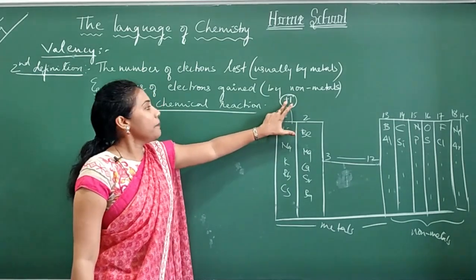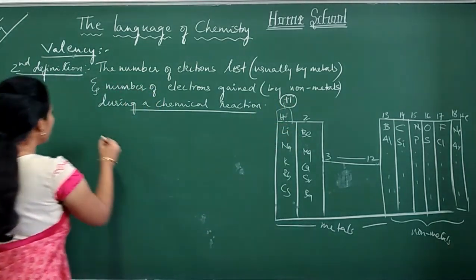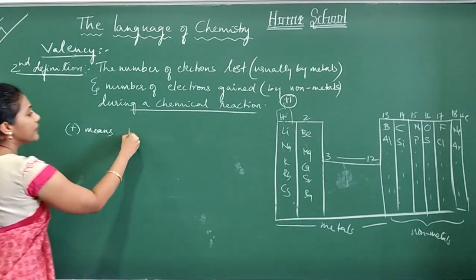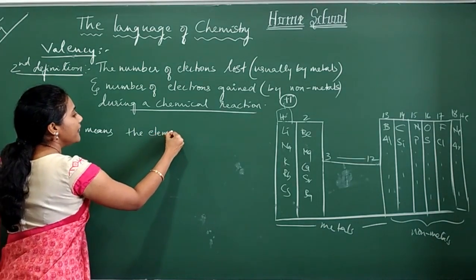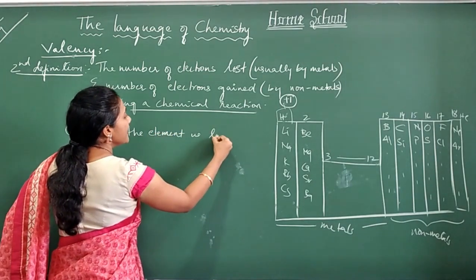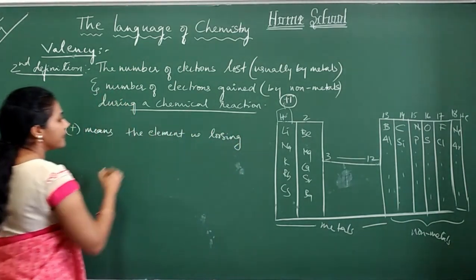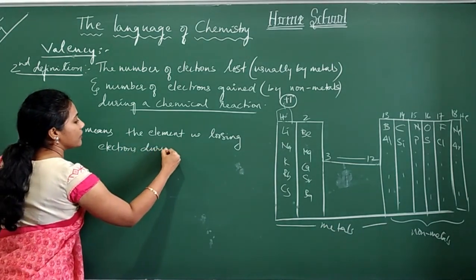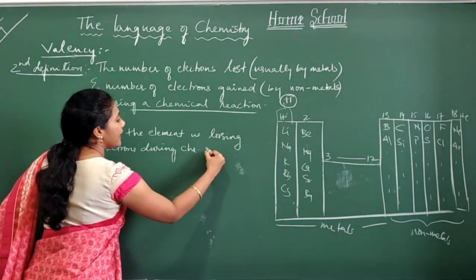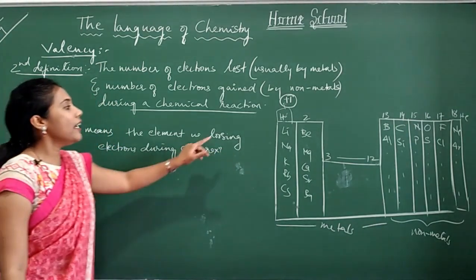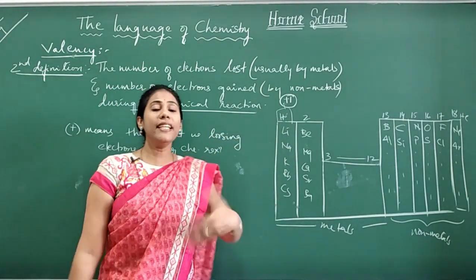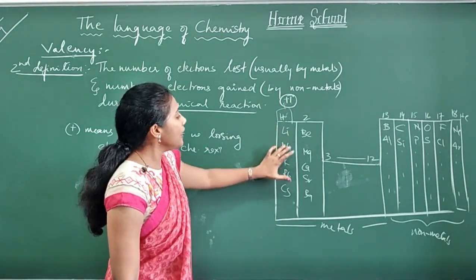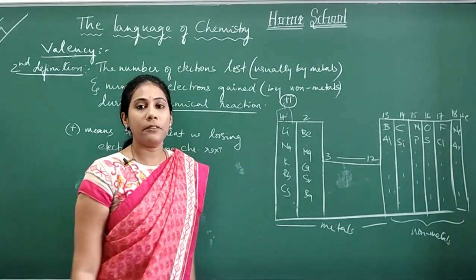What is the meaning of plus here? You should know the meaning. Plus means the element is losing electrons during a chemical reaction. Here all these elements will lose 1 electron during a chemical reaction. That is why we say all these elements have a valency of plus 1.